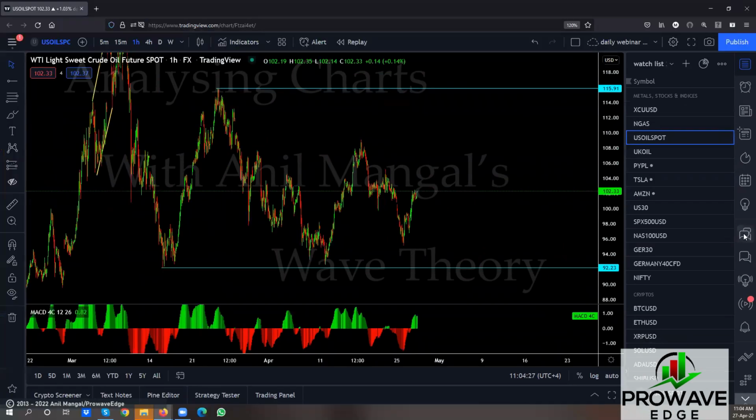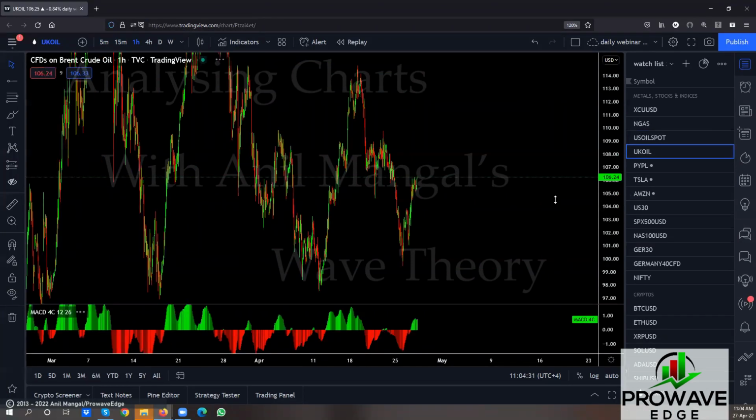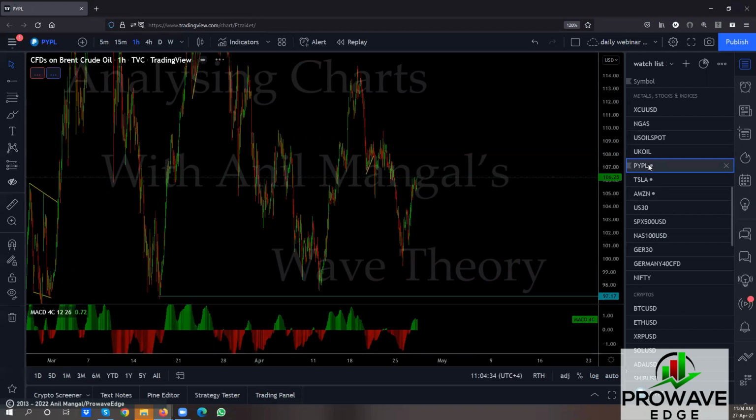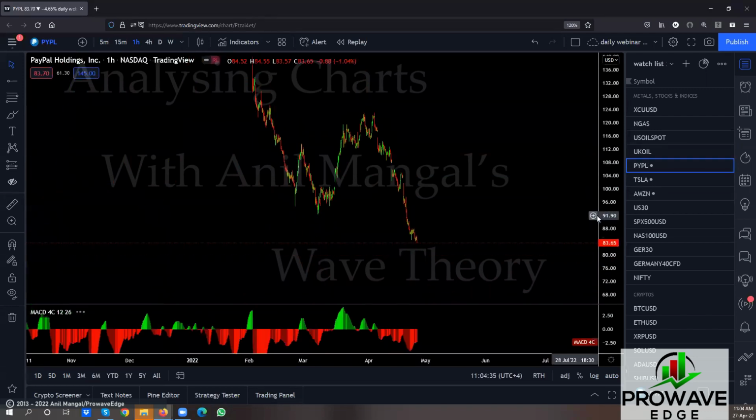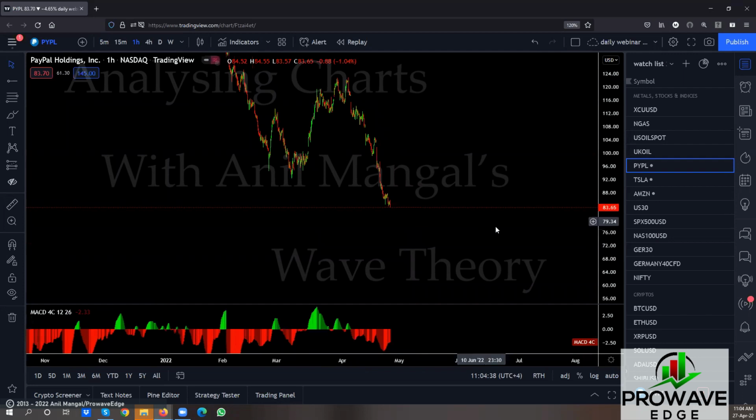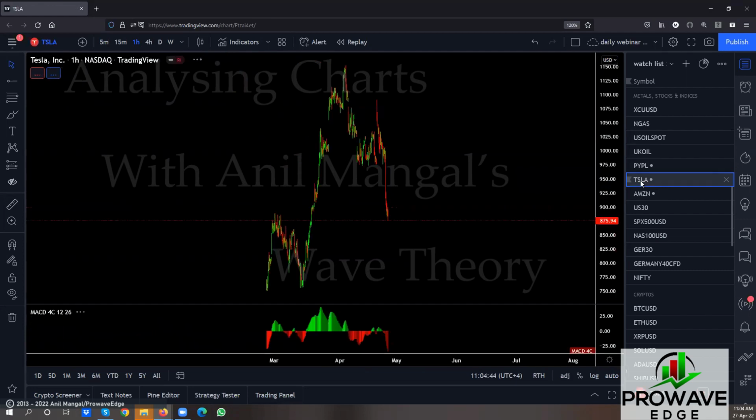It's consolidating. And when they consolidate, they stay in that range for a very long time. UK oil is the same thing. If you get a flag, you can buy. PayPal, still dropping. So if you want to invest, if you think it's not going to collapse, at some point you can wait for it to find the low and then start.